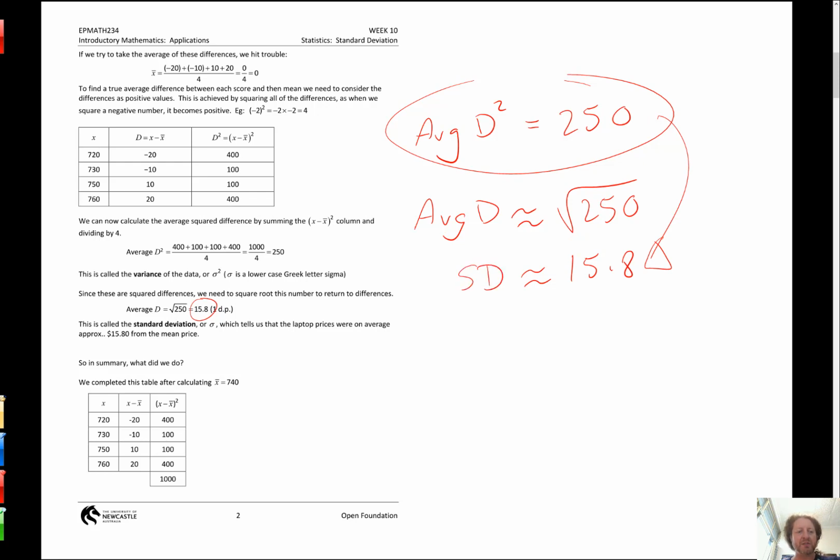So in summary, what did we do? Well, here's what we did, this table. We had an x column of the scores, we did an x minus x bar column, and we squared that column. I then got that here, the sum of all of the squared scores, and said, well, the sum of all of them was 1,000. I divided it by 4 because there were only 4 scores to say that that was 250, and then I square rooted it. That's the formula.